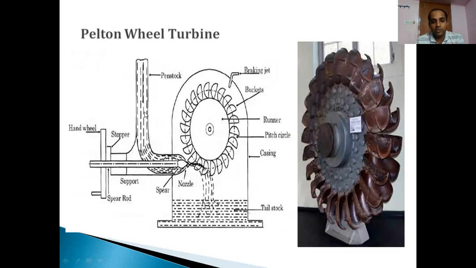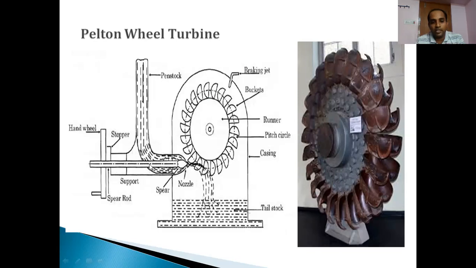Then the water which is coming through this penstock is passing through a nozzle, which you can see here at this part. The opening and closing of this nozzle is controlled by a spear head. This you can see, this is a spear. So this forward and backward movement of this spear controls the opening and closing of this nozzle.